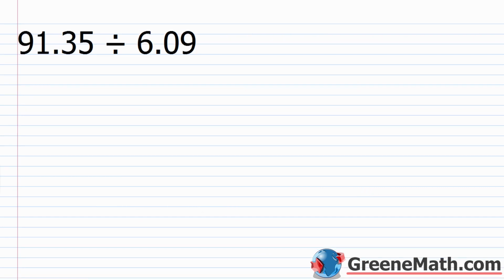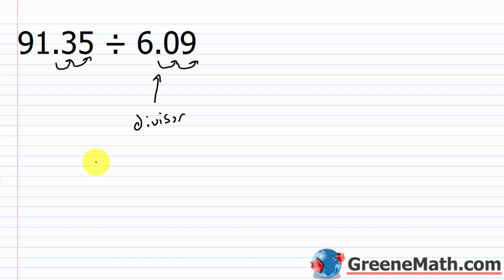So if I have 91.35 divided by 6.09, this is the divisor. Essentially what I'm doing is I'm saying, okay, I need to move this 2 places to the right to make it a whole number, to make it the number 609. I just need to match that over here and move this 2 places to the right. Basically, I'm just multiplying each by 100, right? We learned earlier if you multiply by 10, you go 1 place to the right. If you multiply by 10 squared or 100, there's 2 zeros there, so you go 2 places to the right. And that's all we're doing.